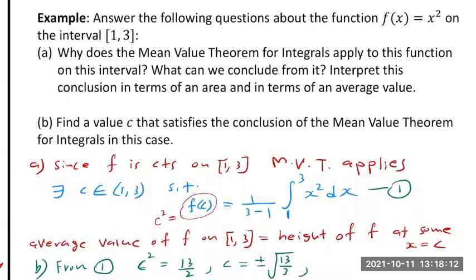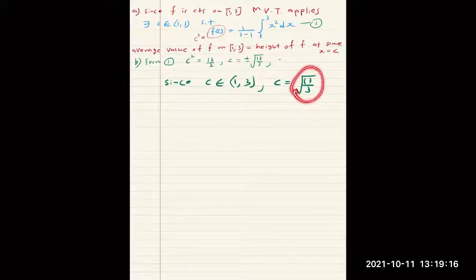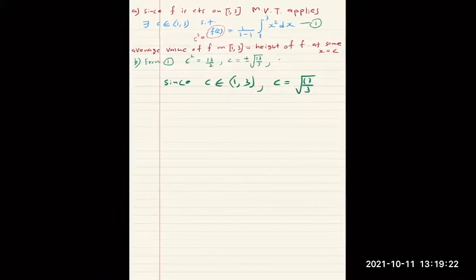So the value of c would be, perhaps let me write a statement there. Since c has to be in the open interval 1, 3, the value of c should be plus square root of 13 over 3. That's the value of c. So we found the right value of c. Notice that the value that we found is in fact in this open interval 1, 3. All right. With that, we conclude section 4.6. I will stop there and I will see you next time.